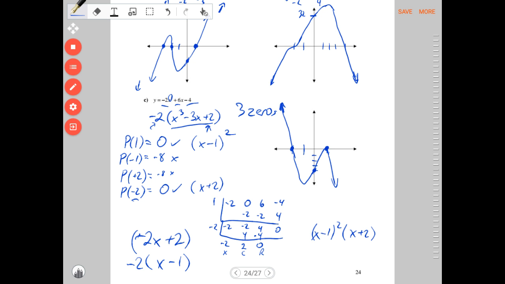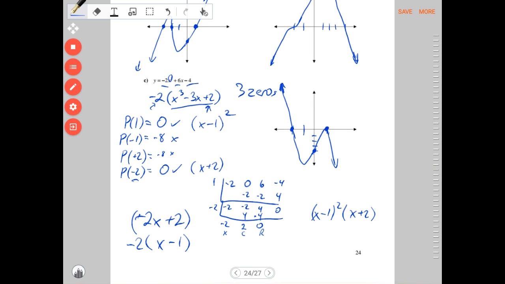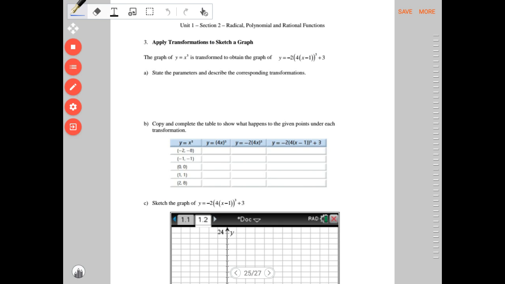That was a lot of work, wasn't it? We had to figure out the zeros. Then we had to do synthetic division to figure out the one that doubled up. And then we had to graph it. Not crazy hard, but it was a challenge. All right. We're getting close now.